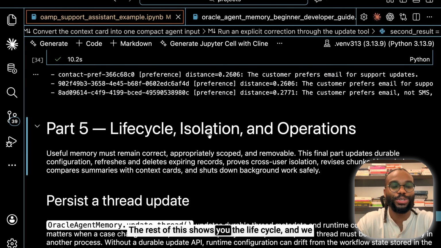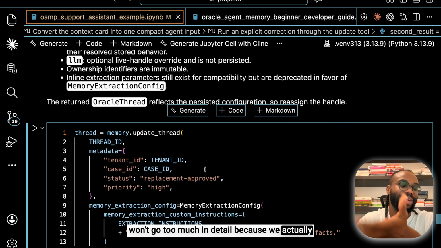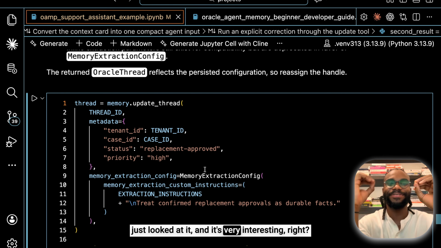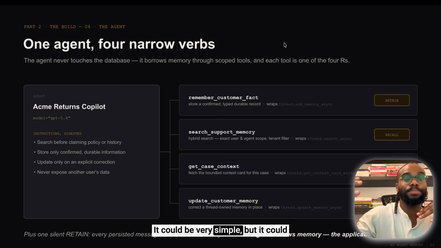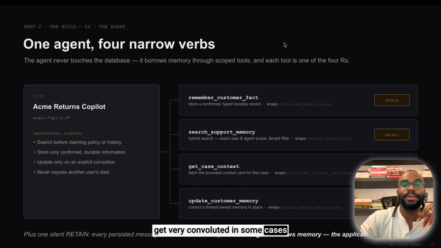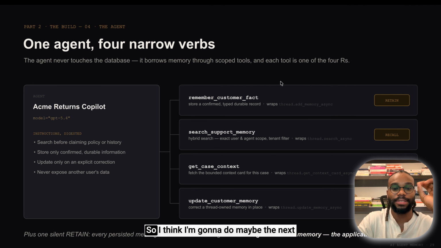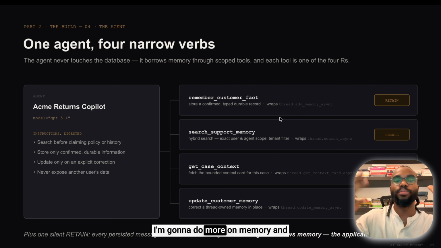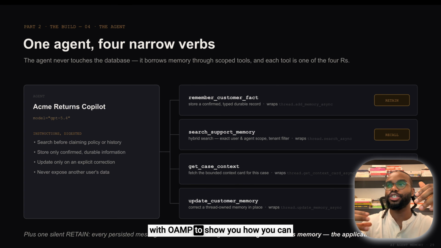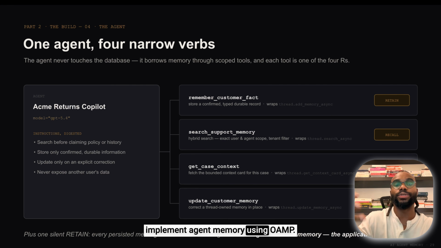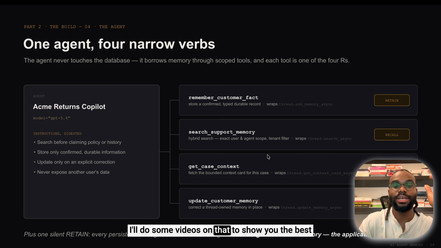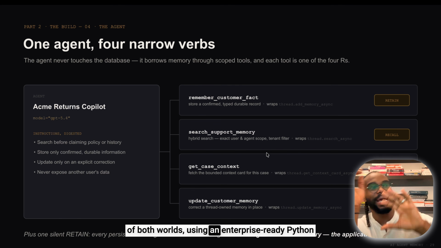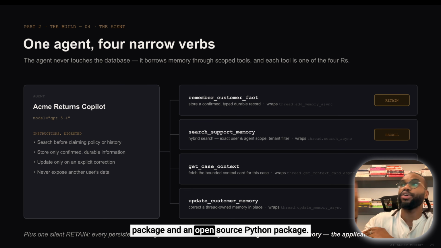The rest of this shows you the life cycle, and we won't go too much into detail because we actually just looked at it. And it's very interesting, right? The whole topic of memory. Very, very interesting. It can be very simple, but it can get very convoluted in some cases because you have to get it right. So I'm going to do maybe the next couple of videos as tutorials. I'm going to do more on memory and with OAMP to show you how you can implement agent memory using OAMP. I also have an open source tool called Memories. I'll do some videos on that to show you the best of both worlds, using an enterprise ready Python package and an open source Python package.